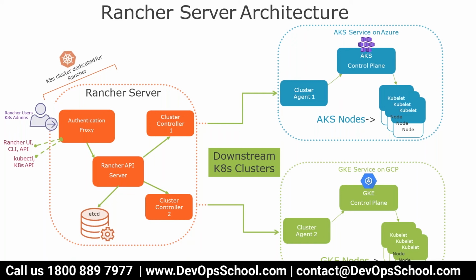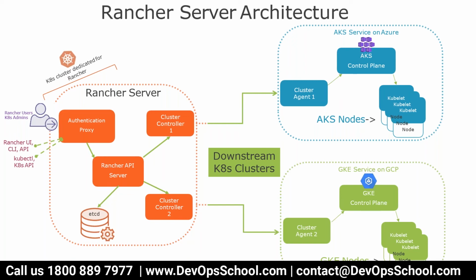Are you able to understand this image? Can you explain what downstream means? Downstream means the Kubernetes cluster which has been created by the Rancher server. Okay, got it?